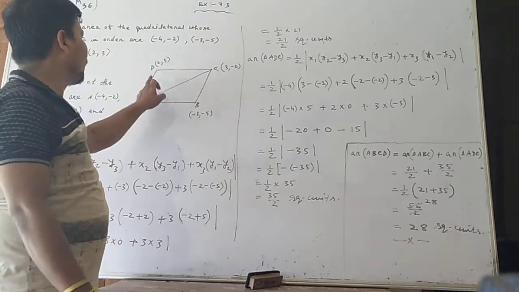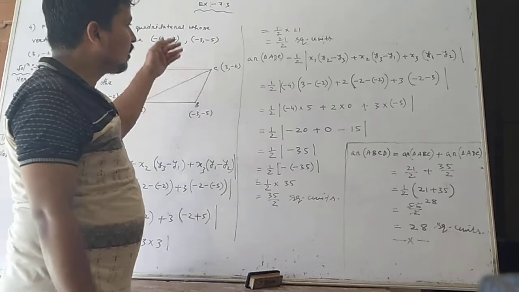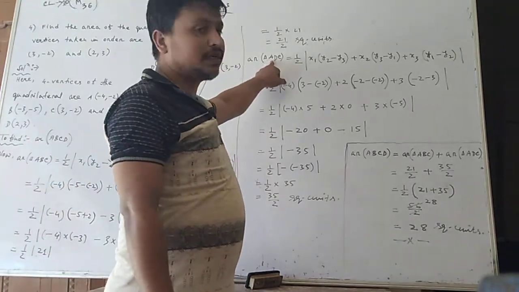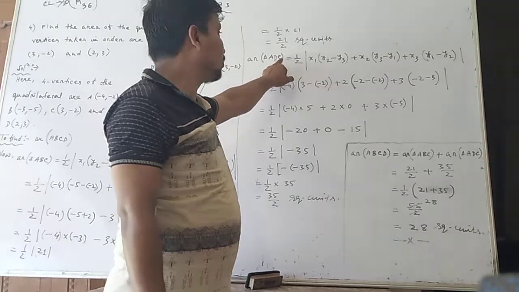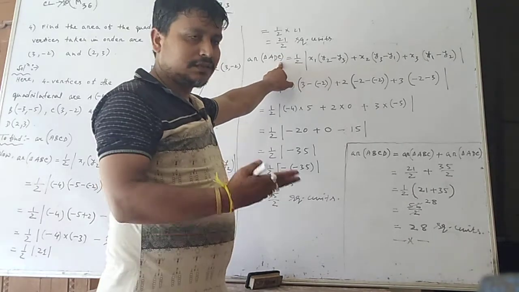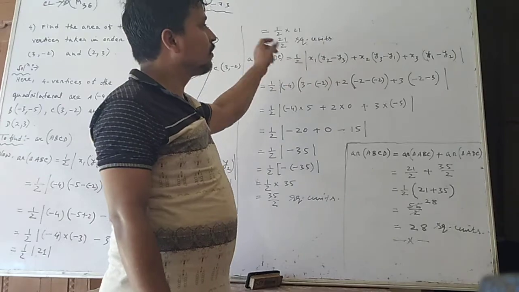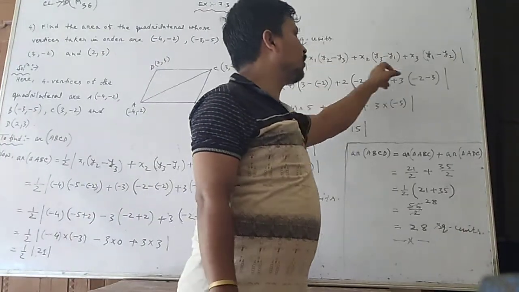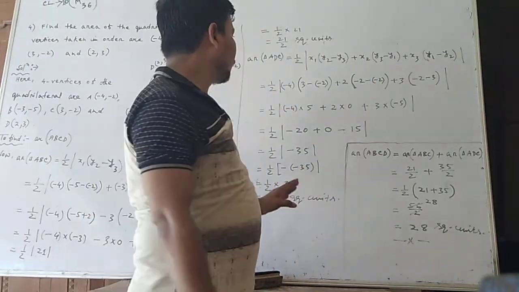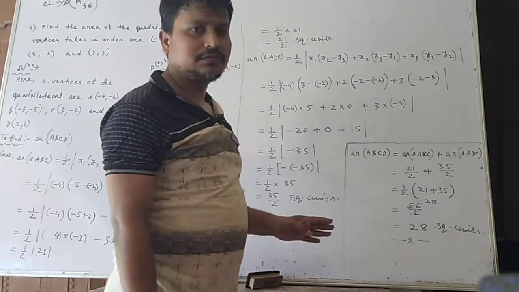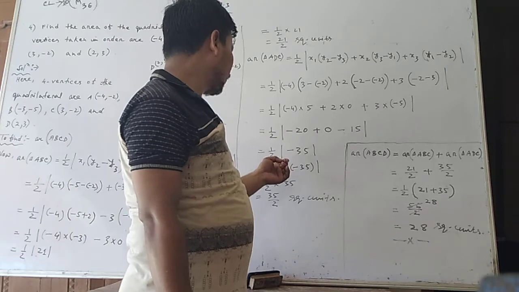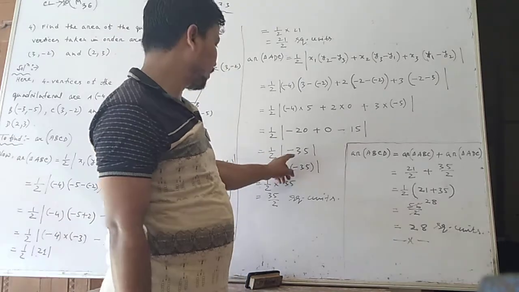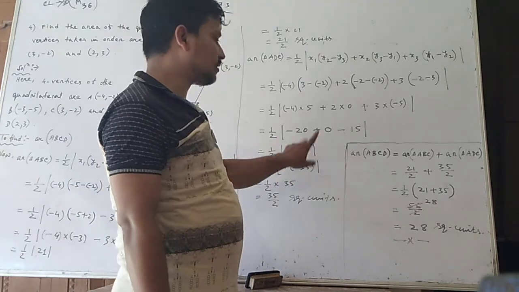Then next, the area of triangle ADC, same formula. A coordinate you just have to think of as (x1, y1), B coordinate as (x2, y2), C coordinate as (x3, y3). That way you have to declare. Then from those coordinates you put the values in this formula. Then the calculation part, you already know, just do the calculation. Then finally, by the calculation, you are getting here -35.